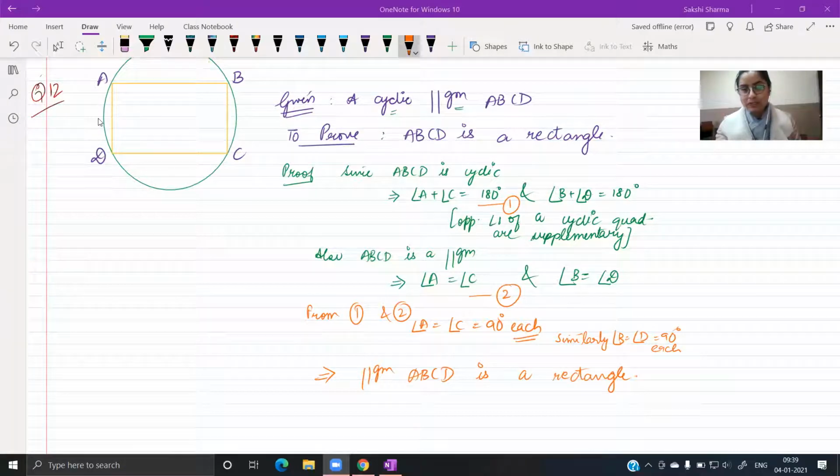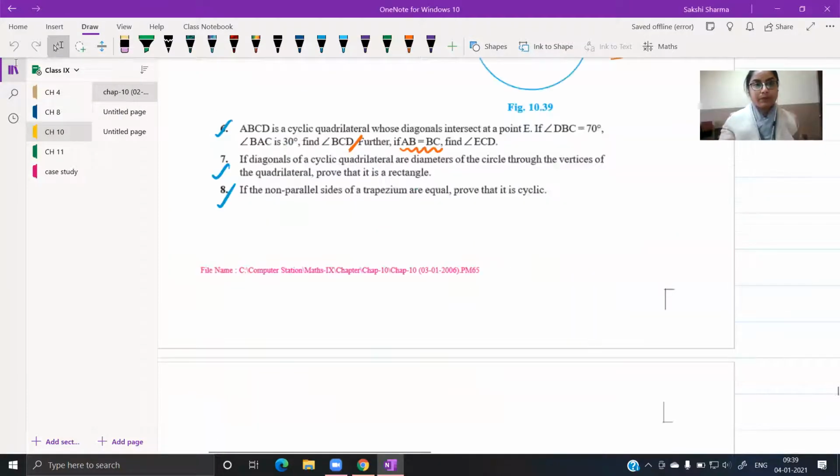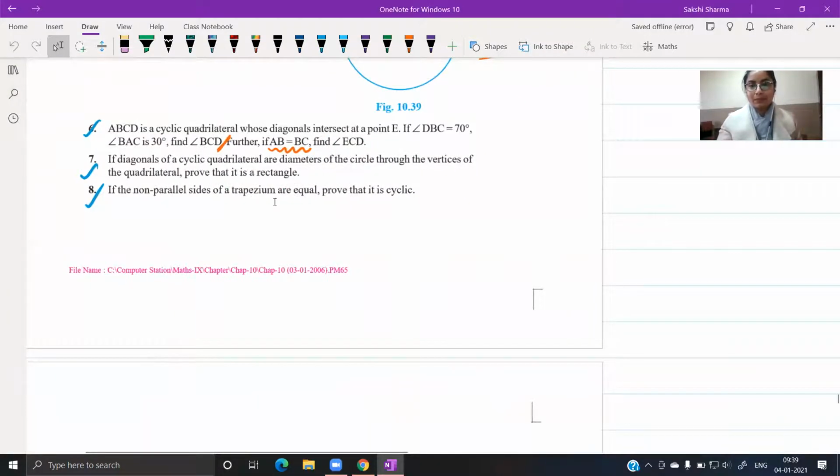This actually is one of the simplest questions. Related to this, we have another question. I think question number 7 is similar to this one. Now let's take up question number 7. All right.